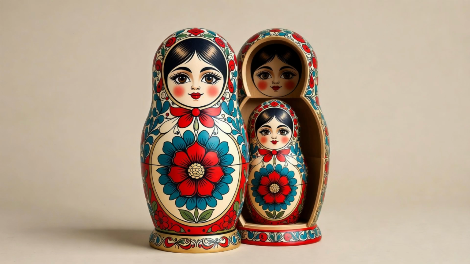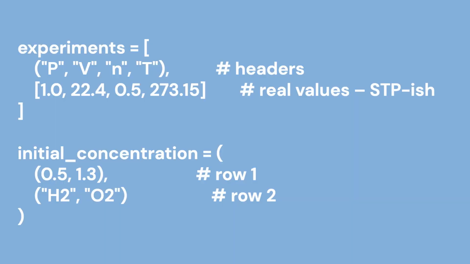Nesting, very common in chemistry data. Nested structures are super common when you're handling multiple trials, multiple species, or spreadsheet-like data. You can put lists inside lists, tuples inside tuples, or mix them. Take a look at these examples, so you can structure related data together, for example, variable names and their values, or concentrations and species.